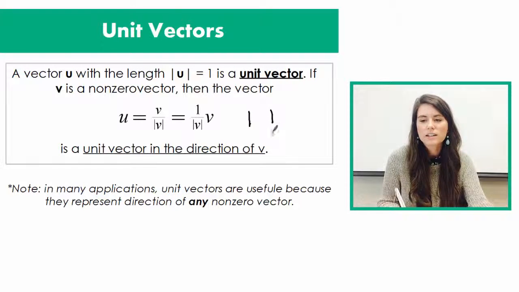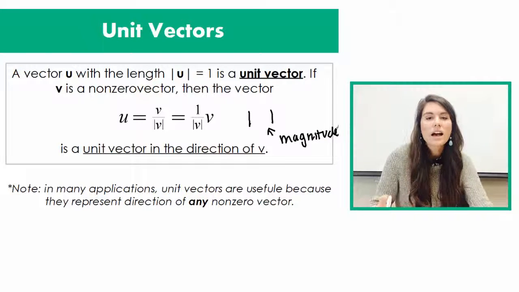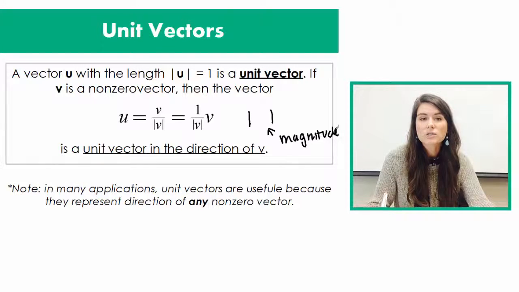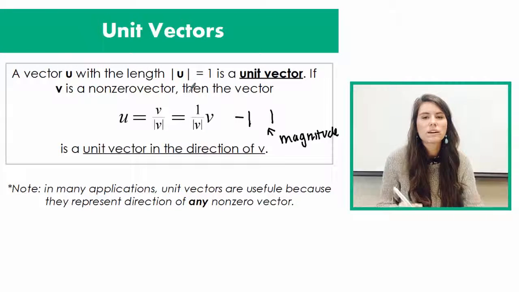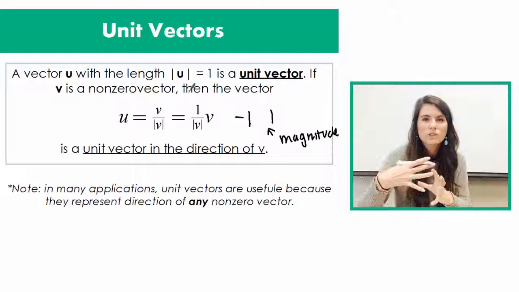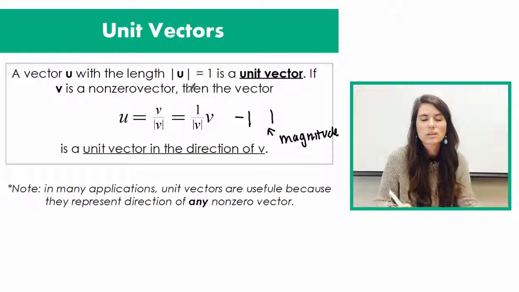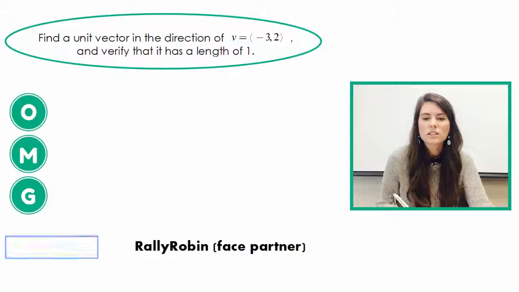This right here does not mean absolute value. It means magnitude. In my other video, I taught you how to find magnitude, so you might want to check that out first if you haven't, but that means magnitude. And we're trying to create a unit vector. So we're trying to take a vector and shrink it down so that its length, or magnitude, is 1.